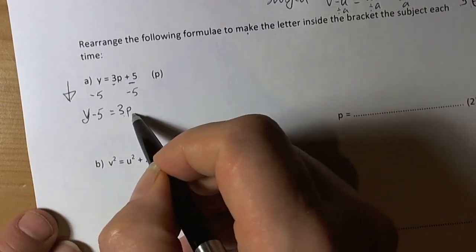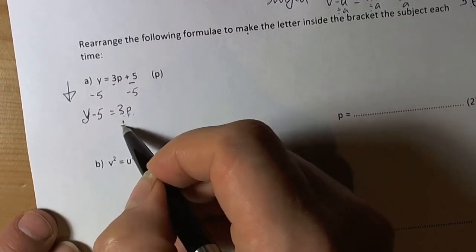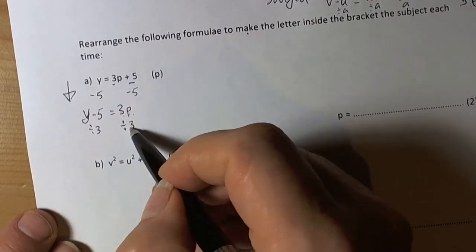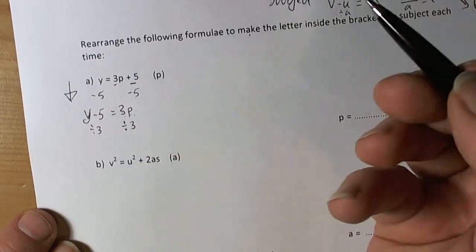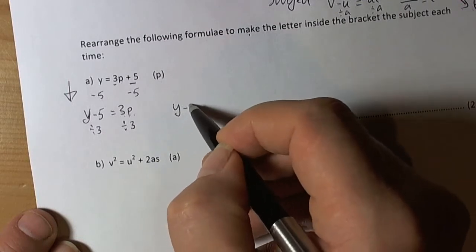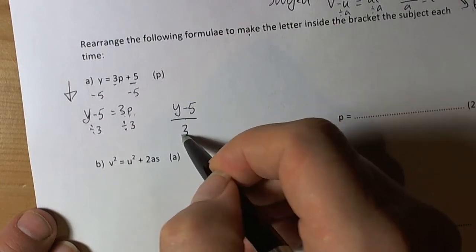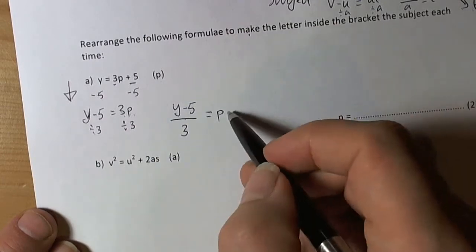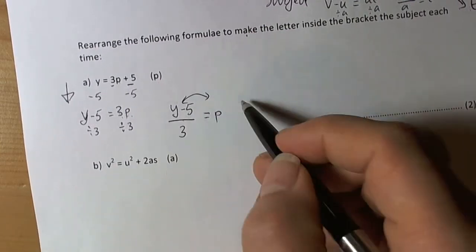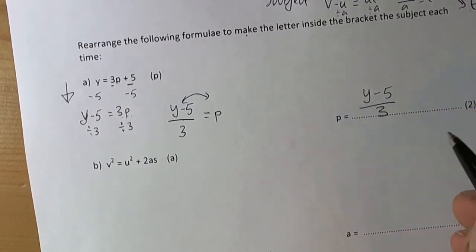We've still got the 3 next to the p, we need the p left on its own. 3 times p, opposite, divide, so divide by 3. The reason that works, of course, is 3 divided by 3 is 1, so that will leave me with 1p, which is what I need, p on its own. So y take away 5 divided by 3, and that equals p. And because p is on its own, you can simply switch these two over sides. So we end up writing p equals y take away 5 divided by 3.